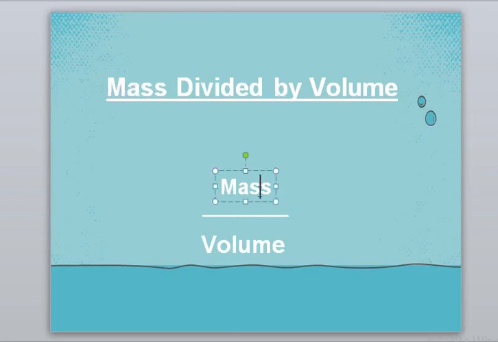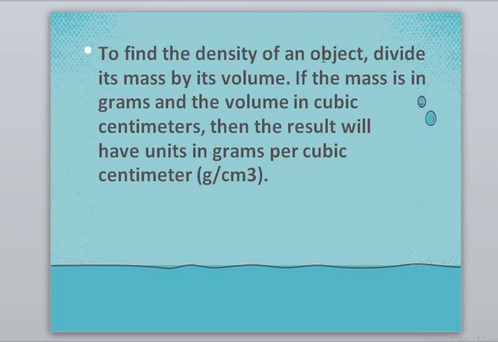As long as the mass is higher, the density will be higher, so the object will be more dense than the other. To find the density of an object, we divide its mass by its volume. The mass is in grams and the volume is in cubic centimeters, so the unit is gram per cubic centimeter.